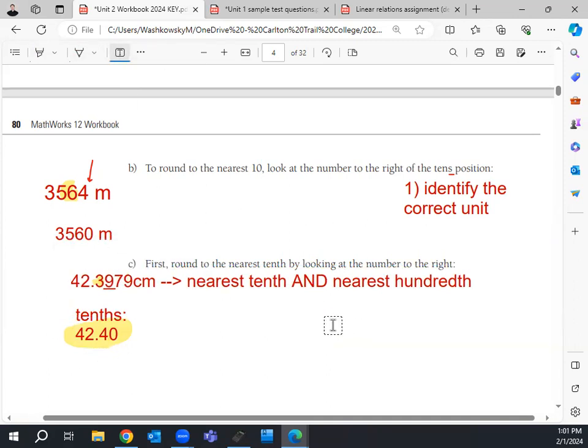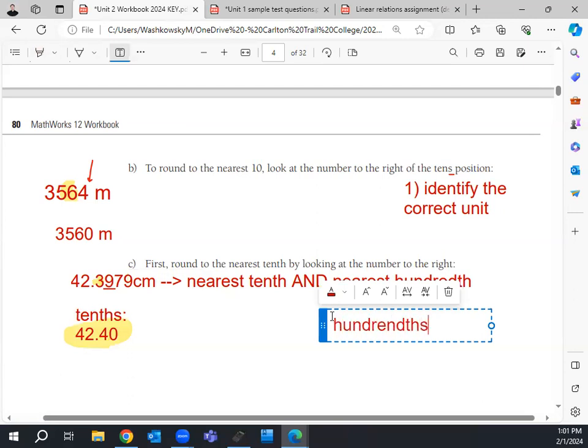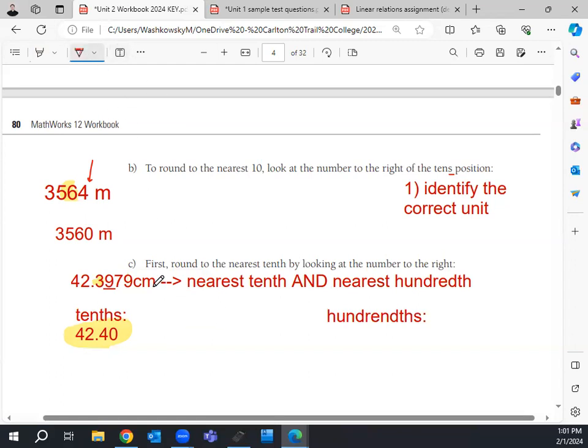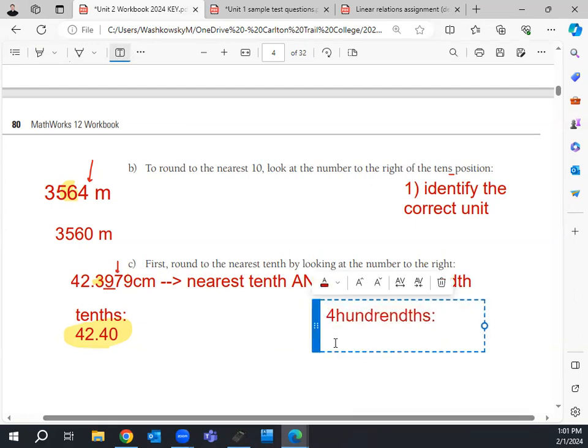And then also the other way around is, well, what about the hundredths? If I'm identifying which one of those that is, that's this 9 here, right? So then I look at the number to the right of that, which is the 7. The 7's obviously higher, so I'm going to round it up. So that's going to give me 42.398 centimeters.